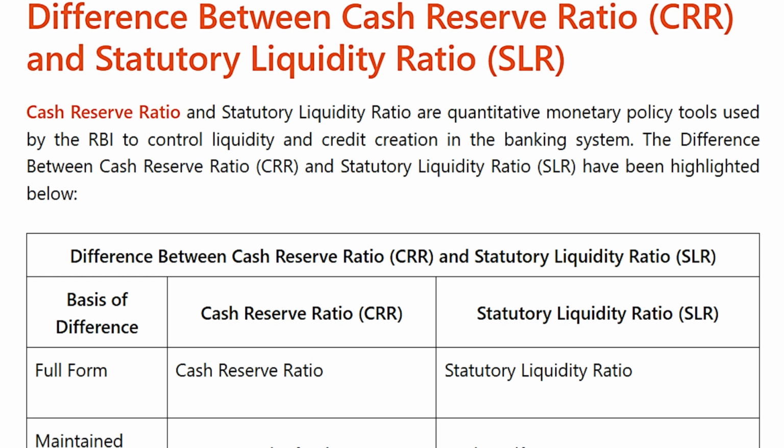Difference between cash reserve ratio and statutory liquidity ratio. Cash reserve ratio and statutory liquidity ratio are quantitative monetary policy tools used by the RBI to control liquidity and credit creation in the banking system. The difference between the cash reserve ratio and statutory liquidity ratio has been highlighted below.